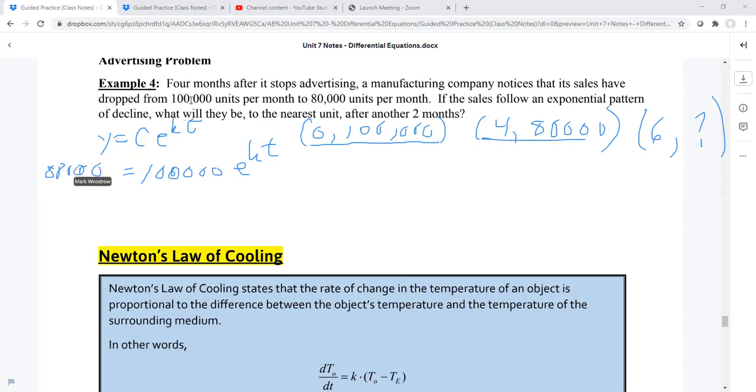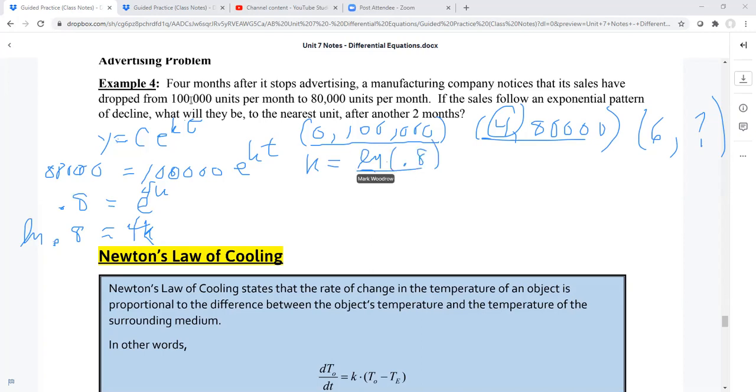And we're going to divide by 100,000, so that's going to be 0.8 equals e to the k, and the t is going to be this 4 here, so that's 4k, and we're going to natural log each side. So the natural log of 0.8 equals, and then when you natural log e, that 4k comes out because the natural log and e cancel each other out, so we get k is going to be the natural log of 0.8 divided by that 4. So there's our k.